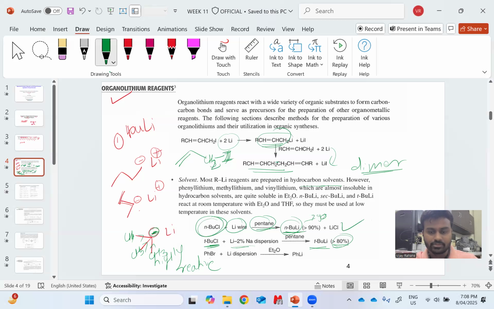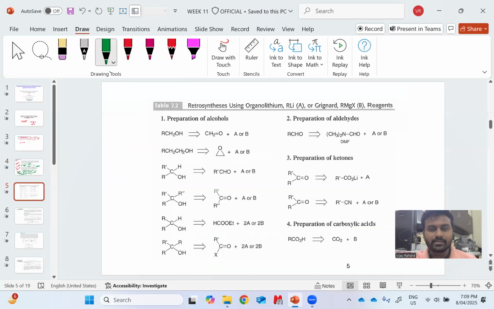In this case, the solvent is diethyl ether, with phenyl bromide and the lithium in dry ether. The ether should be dry, otherwise the phenyl lithium gets quenched. So in all conditions, the solvents must be dry. So we can get the synthesis of the phenyl lithium product. This is how the organolithium reagents are prepared.